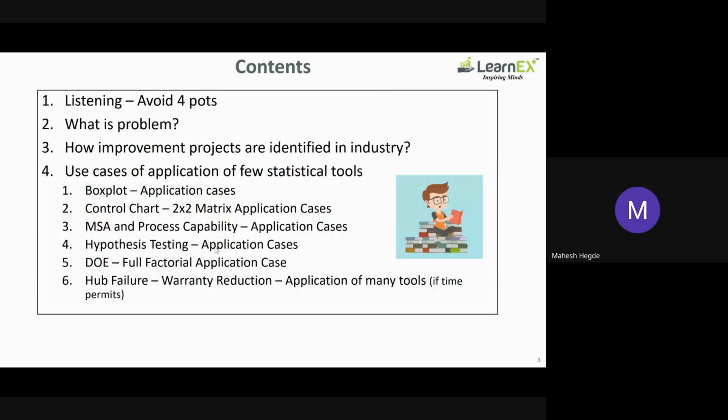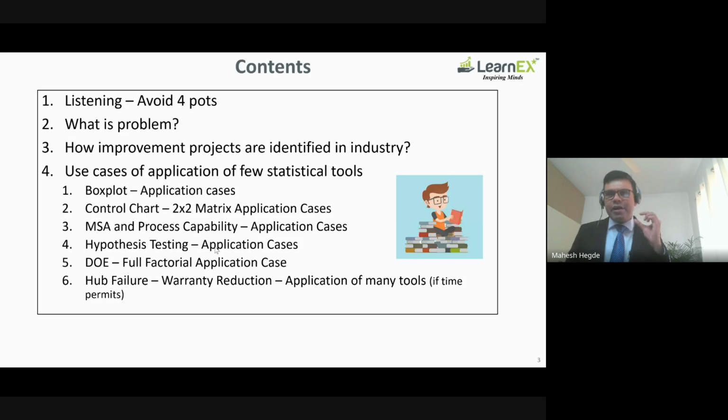We will see how to identify a problem and how to identify an improvement project, so that we can apply statistical tools, because statistical tools are not applicable everywhere. Some places it is applicable, some places it is not. So we will understand the types of problems where statistical tools can be used, such things as basics and fundamentals.